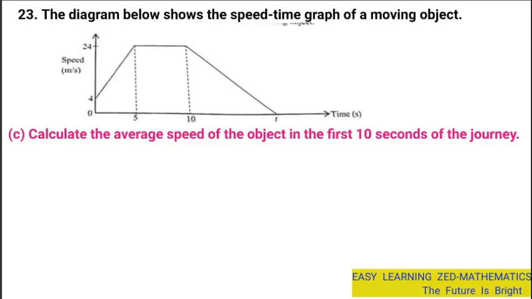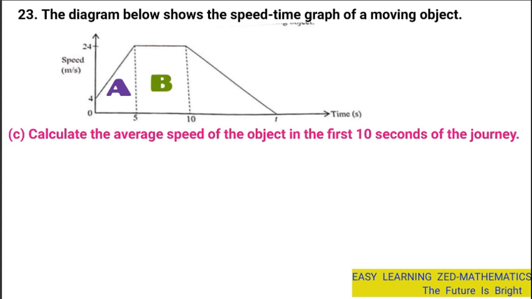Question 23c was as follows: calculate the average speed of the object in the first 10 seconds of the journey. So we are asked to find the average speed of the object in the first 10 seconds of the journey. When we talk about this, what you need to focus on is this area and this area, which are A and B.